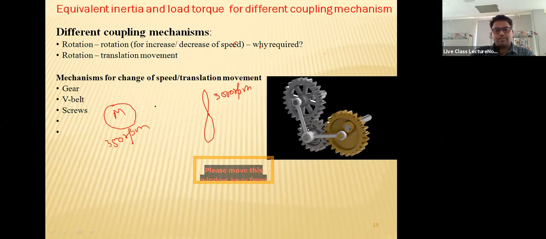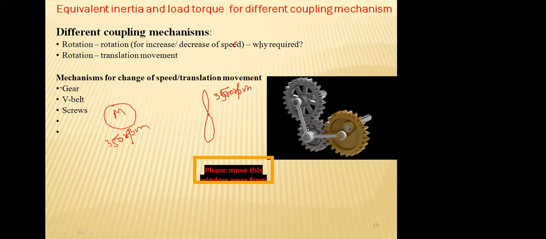You have to attach this fan to this motor. If you directly attach it, then what will happen? It will rotate at 350 RPM only. How will you get 3000? Say we want a 3500 RPM speed. So how will you do it? Gear.